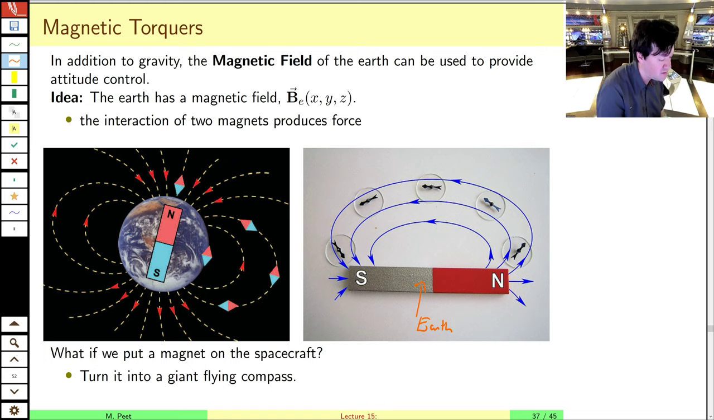It has magnetic field lines which it generates. Those magnetic field lines get bent by the solar wind and so forth, but let's ignore that bit. And you've got another magnet right there. What happens is that the south pole of that magnet and the north pole of that magnet tend to align with the field lines created by the Earth. If they get out of line like that, then there's some torque created by the cross product of the magnetic dipole of that compass and the field lines of the Earth.